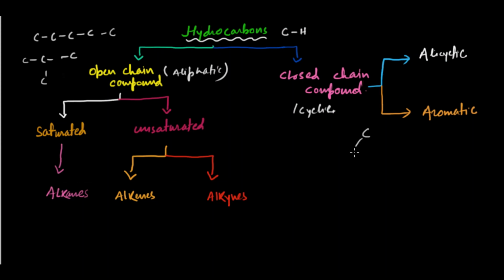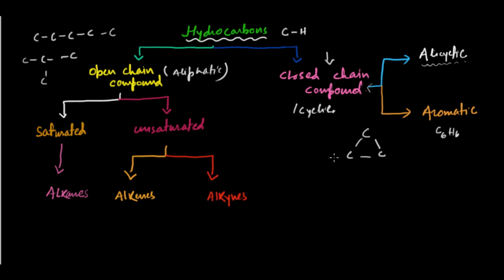Because the carbon is cycled in this way, meaning they are closely bonded in this way, maybe 3 or maybe 4. So whenever there are at least 3 carbons in the closed chain compound, we call it alicyclic. And whenever a closed compound contains at least one benzene C6H6, we call it aromatic. This closed chain compound is not included in your syllabus, but for information you can keep it in your memory, in your concept.